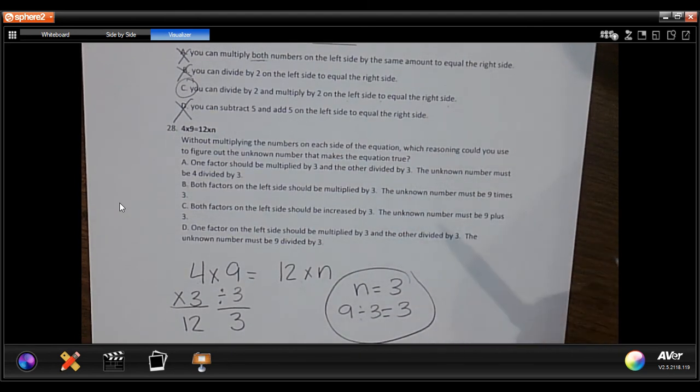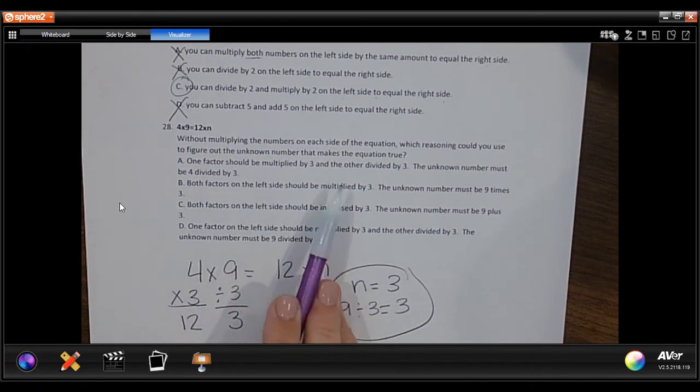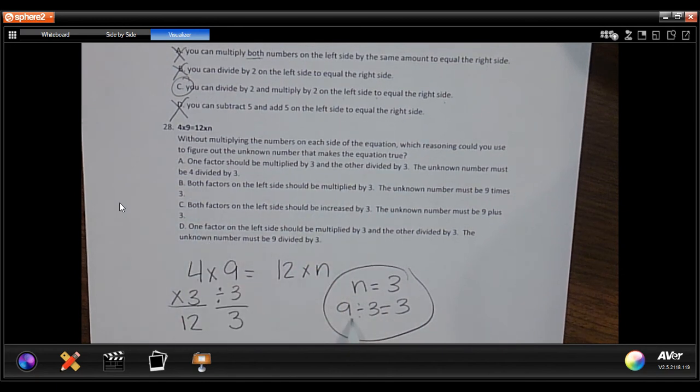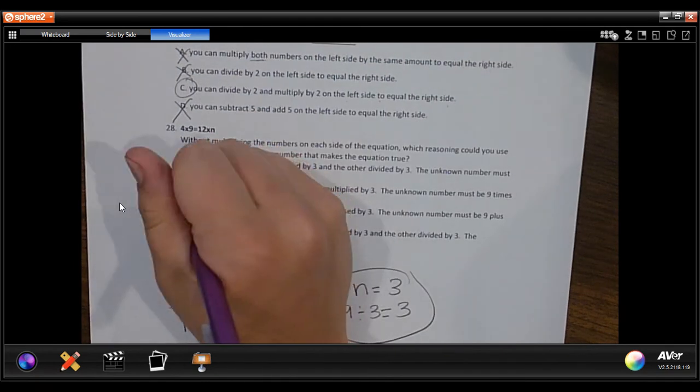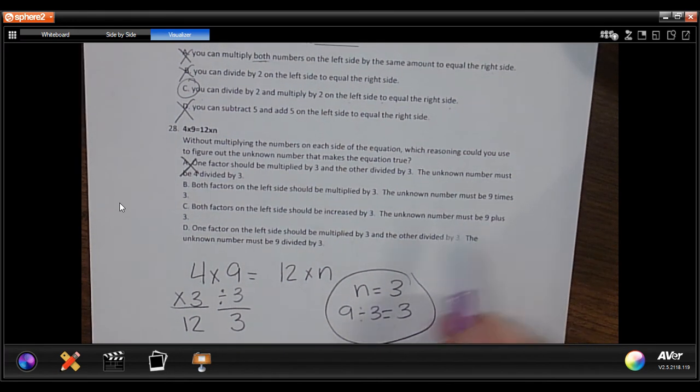A. One factor should be multiplied by 3, and the other divided by 3. The unknown number must be 4 divided by 3. Well, it was multiplied by 3 and divided by 3, but the unknown number was not 4 divided by 3. It was 9 divided by 3. B. Both factors on the left side should be multiplied by 3. I already see something wrong. We didn't multiply both of them by 3. We multiplied and divided. The unknown number must be 9 times 3.